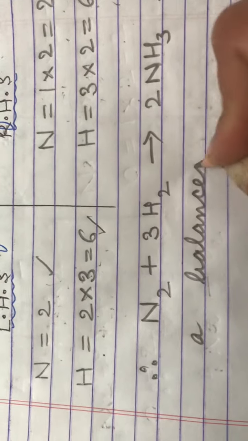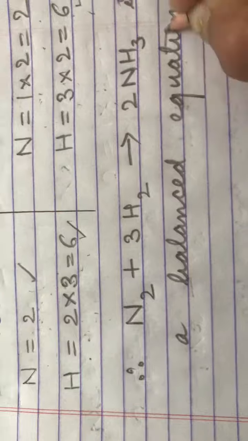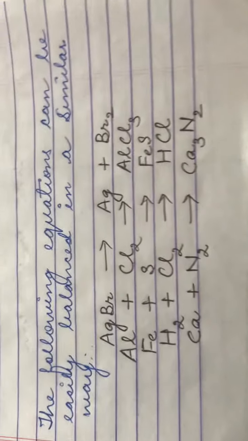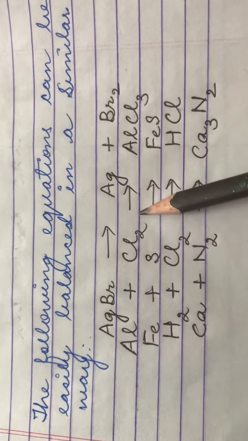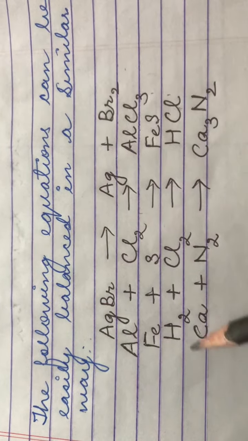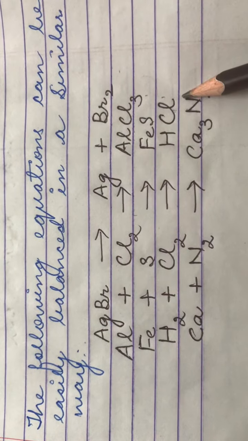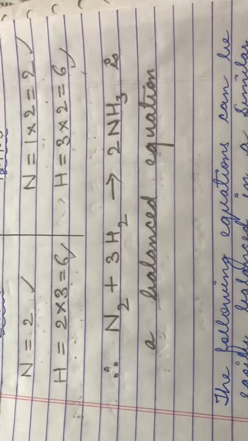Similarly, children, you can all solve similar, very simple equations in a similar way: AgBr giving Ag plus Br2, that is bromine. Aluminium plus chlorine gives aluminium chloride. Iron plus sulfur giving iron sulfide. Hydrogen plus chlorine giving hydrogen chloride. And calcium plus nitrogen giving calcium nitride. So this is how you can solve simple equations with this method.